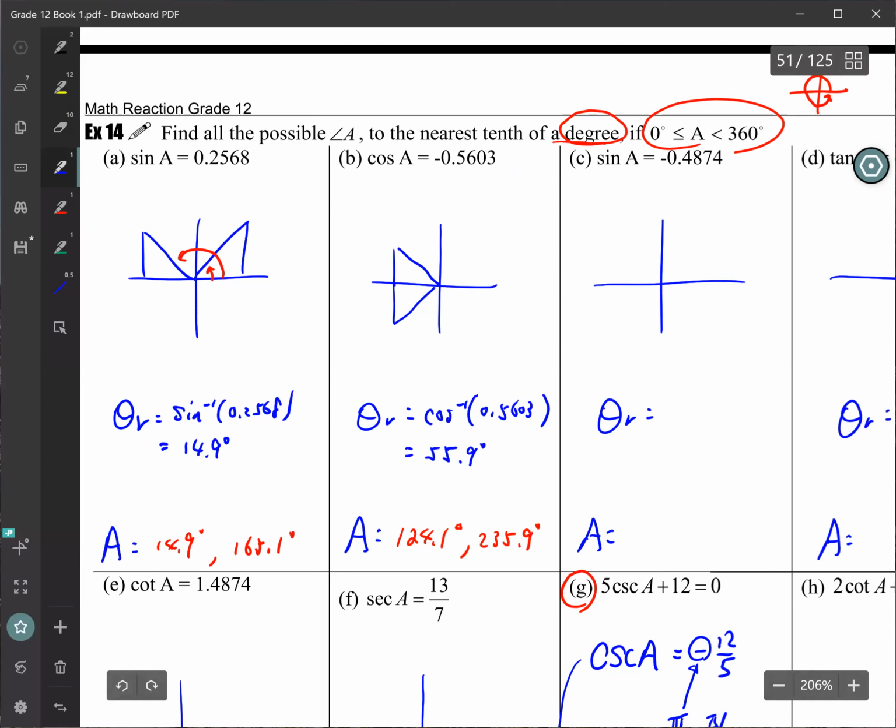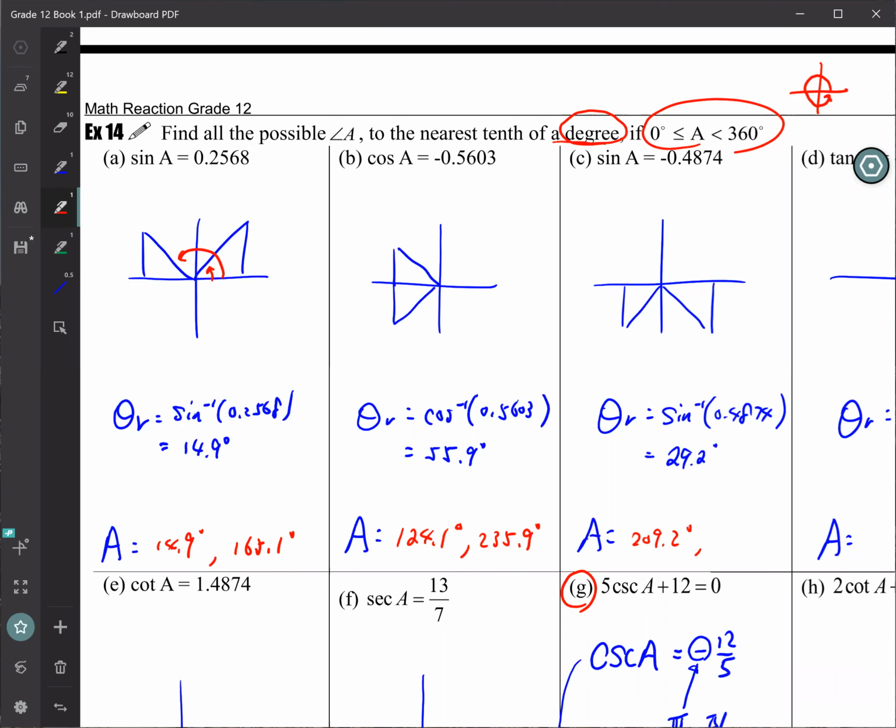Okay, Cindy. Question C, which quadrant? 3 and 4. And then to find the reference, it will be sine inverse of 0.4874. And what's your answer? 29.2. Okay. And your first answer? 209.2. Second one? 150.8.